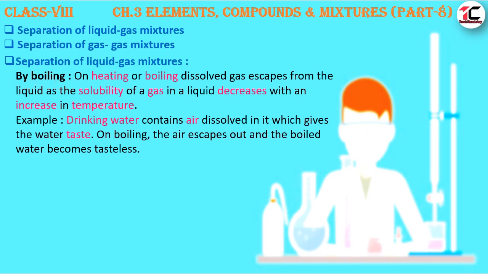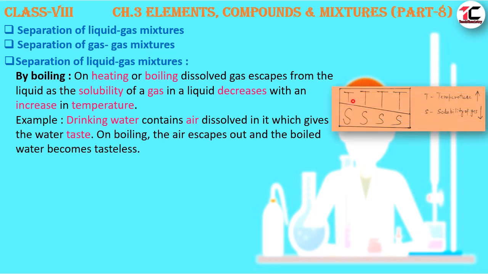What happens on boiling? On heating or boiling, the gases which are dissolved in the liquid escape from the liquid, as the solubility of a gas in a liquid decreases with an increase in temperature. Let us see in the diagram. Here T represents temperature and S represents the solubility of the gas. As the temperature increases, the solubility of the gas decreases.